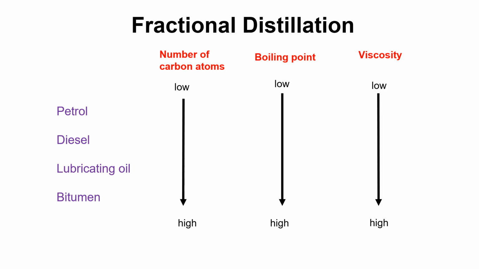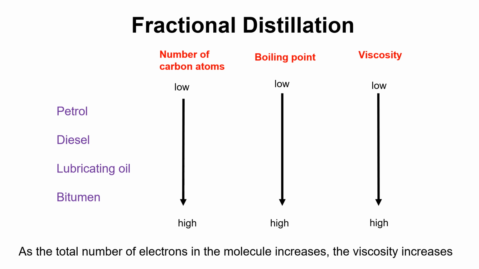In addition to that, the viscosity will increase. So petrol is very runny, and your oils and tars like lubricating oil and bitumen get a lot thicker. And the reason for this is as the number of carbon atoms and hydrogen atoms increases, the number of electrons increases in the molecule, and the strength of the London dispersion forces increases. So this increases the boiling point, and because you've got more attractions between the hydrocarbon molecules, the viscosity will increase as well. The liquids will get thicker. So to summarize, as the total number of electrons in the molecule increases, the viscosity increases.